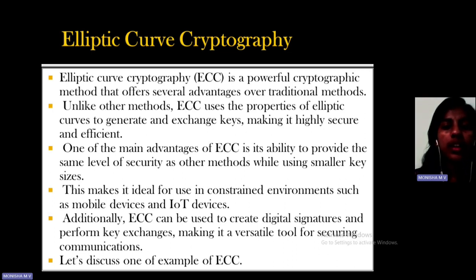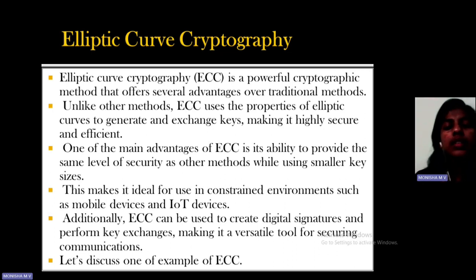One of the major advantages of elliptic curve cryptography is the ability to provide the same level of security as other methods while using smaller key sizes. As I told, elliptic curve cryptography uses a smaller key size for giving security to the same level of messages or any other communications between two parties. Using the smaller key gives a large difference between other traditional methods and elliptic curve cryptography, and this makes it ideal for use in constrained environments such as mobile devices and IoT devices, as we discussed previously. Additionally, elliptic curve cryptography can be used to create digital signatures and perform key exchange. It is a versatile tool for securing communications.